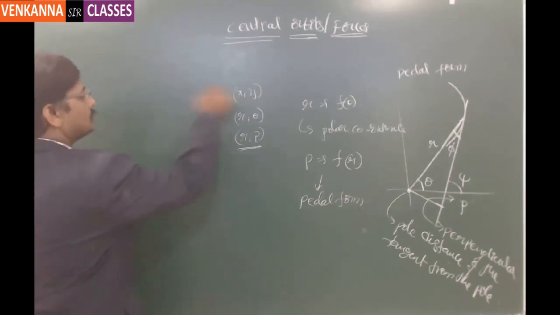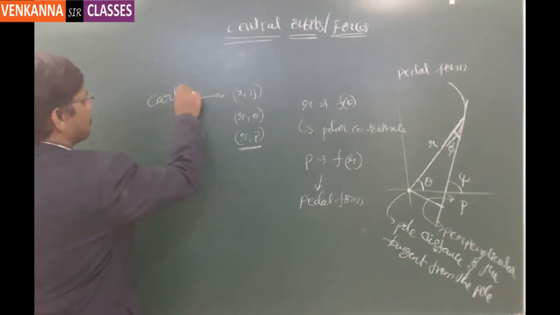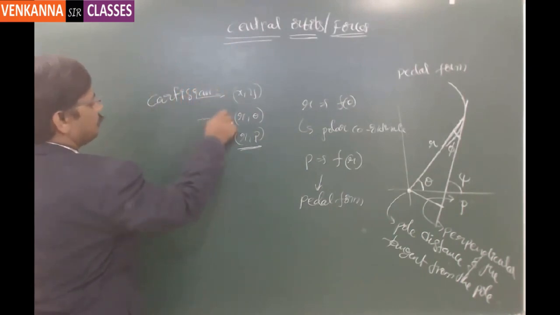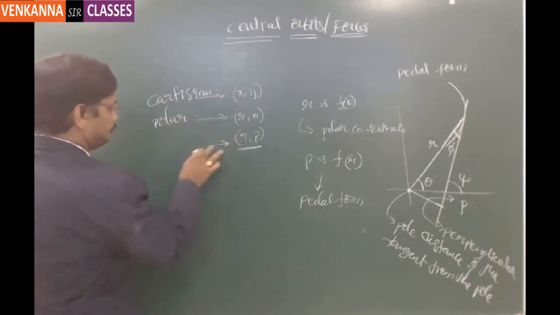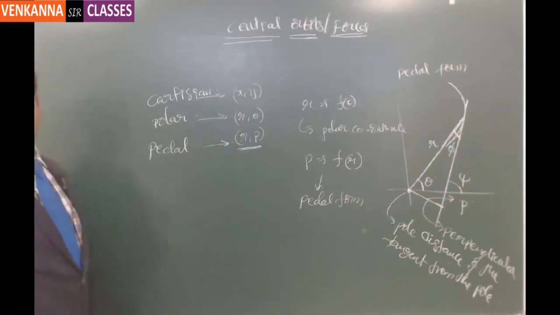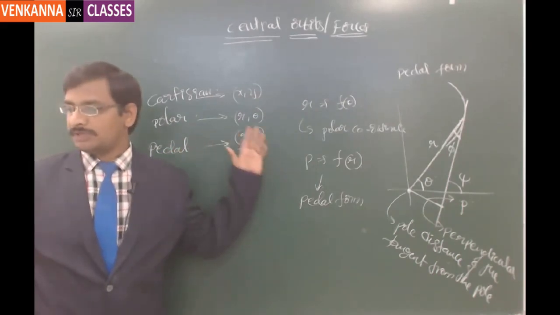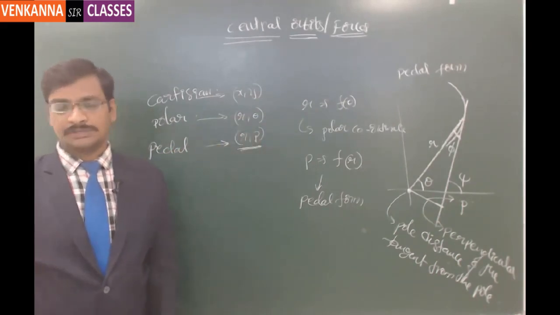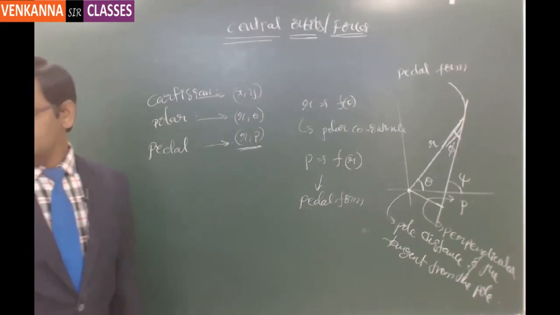So this is Cartesian, and this is polar, and this is the pedal. But essentially we are trying to convey the same information in all the three different kinds of coordinate systems. Done?